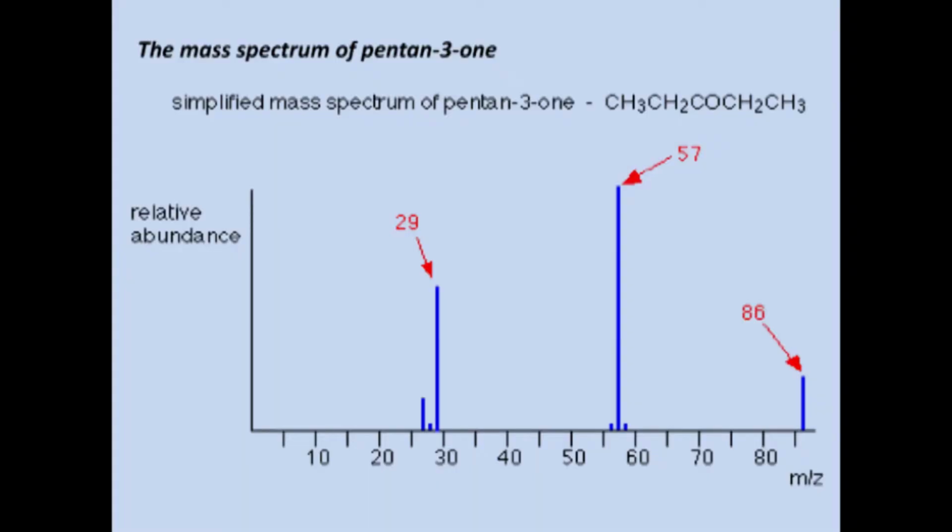The mass spectrum of pentan-3-one. And here the Mr is 86. At 86 we are getting the parent molecular ion, and for 57, that is CH3CH2CO. For this we are getting a positive ion. This fragment has the highest abundance, and the 29 is for CH3CH2.